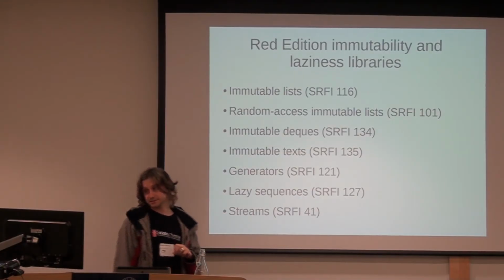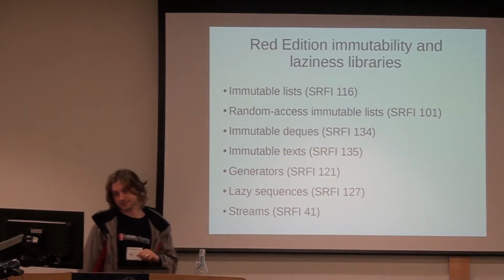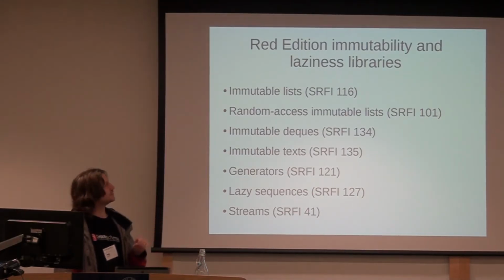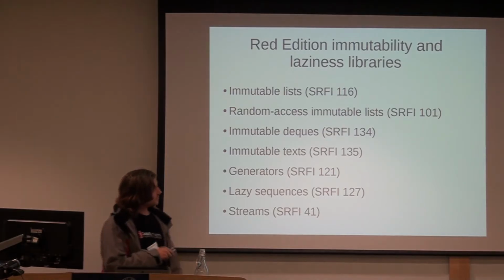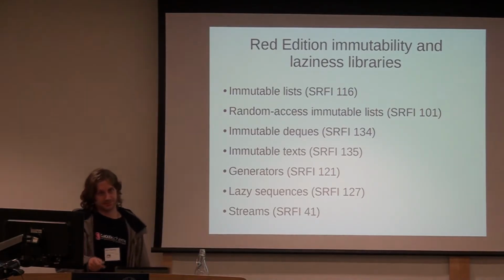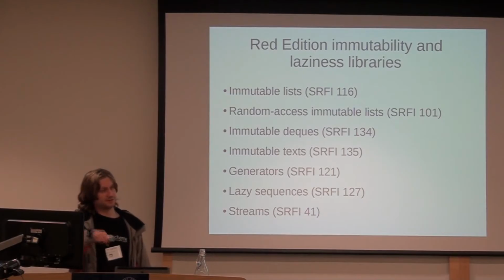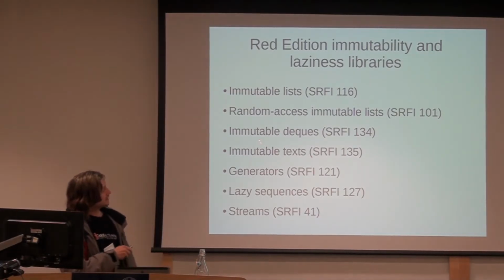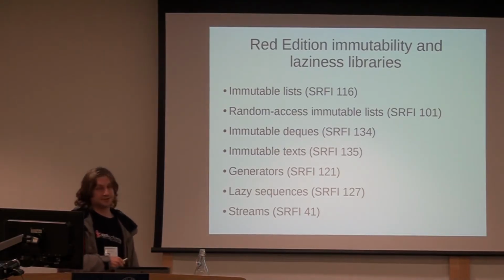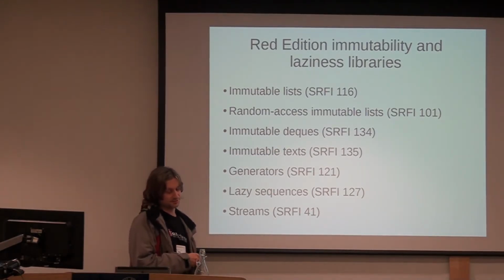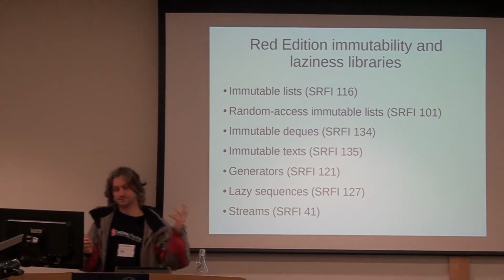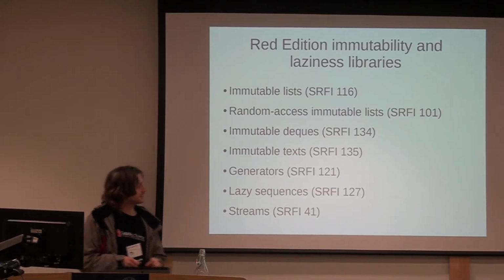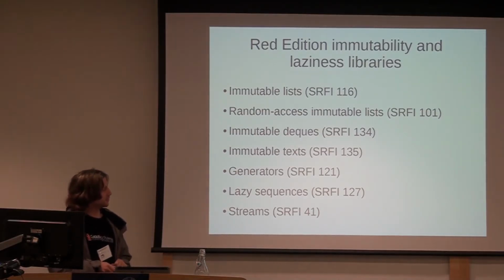We also included some tools for immutability and laziness. So we had immutable lists, which is a favorite of mine. I think Scheme has a little bit too much immutability for my tastes. Random access immutable lists, which refers to purely functional data structures, it's not linear, it's not O(n) time to find particular elements and things. Deques, double-ended queues, immutable text, which is a generalization of strings. Much criticism of the core Scheme string with string-set!, which puts certain constraints on implementations that want to do Unicode with a full character set.